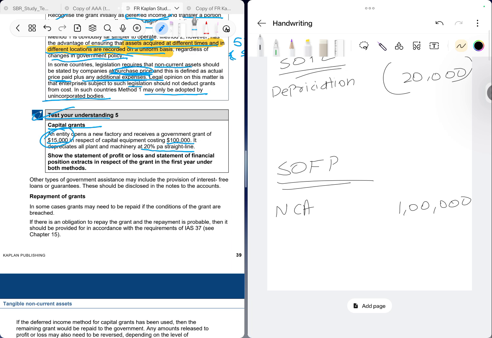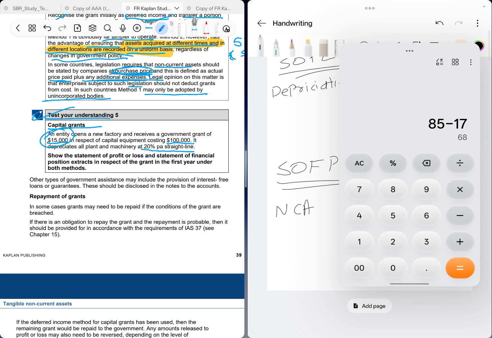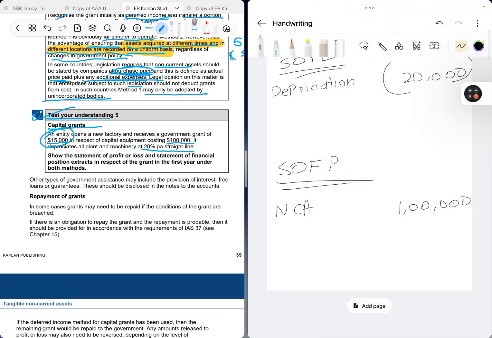Now we have a government grant of 15,000 rupees. If I'm charging depreciation on a 20% straight line basis, then I'll have to recognize this grant of 15,000 also on a 20% straight line basis. So the method you're using for charging depreciation is the same exact method you will use to recognize your grant. So 20% of 15,000 is 3,000. So I am going to recognize this as a profit in my statement of profit and loss. So this is my 3,000.